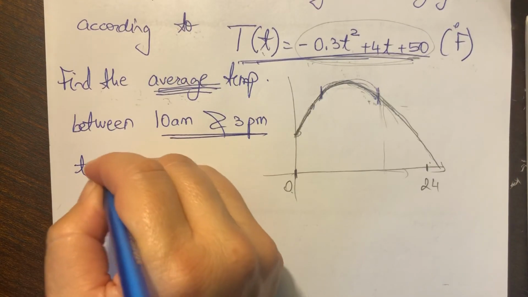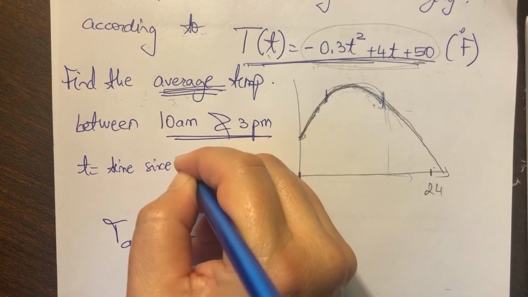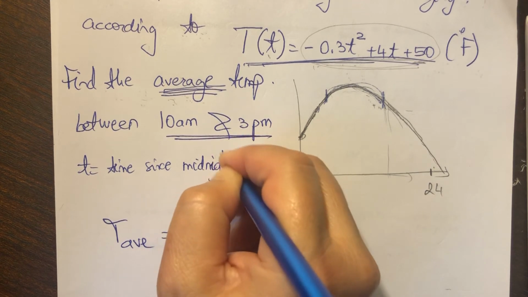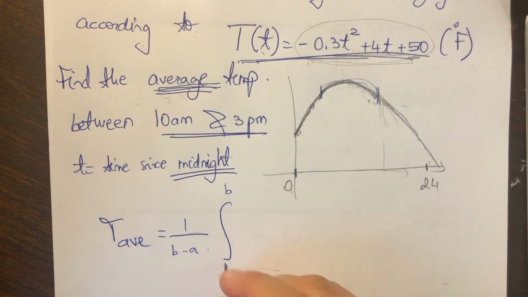T is time since midnight. I did say it, but I didn't write it, so it'd be a good idea to write it. Now it's clear. Okay, so 10 a.m. is how many hours since midnight? 10 a.m. is 10 hours later, yes?